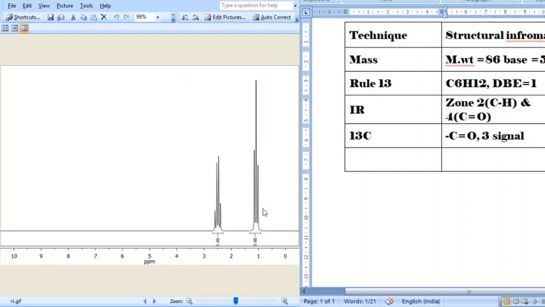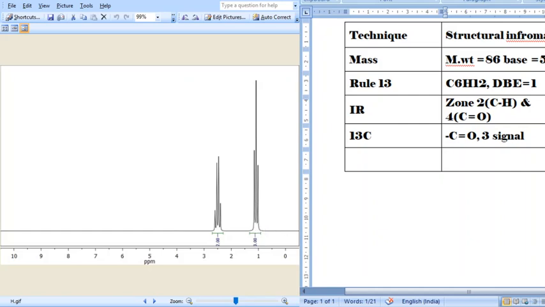Okay, we shall see the NMR. In the NMR we get a triplet here at around 1 point something ppm, and we have a quartet here at 2.5 ppm. These two are important signals. This signal has an integral value of 3, and therefore this must be a signal by CH3, and it is a triplet, and therefore there is a neighboring CH2, and therefore we can think of CH3, CH2.